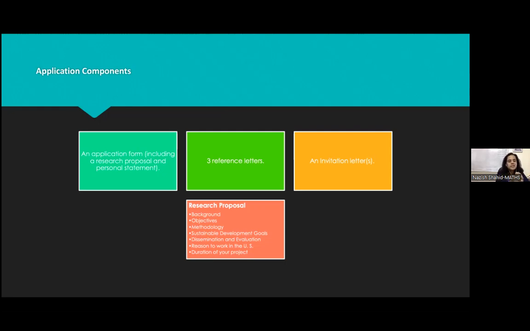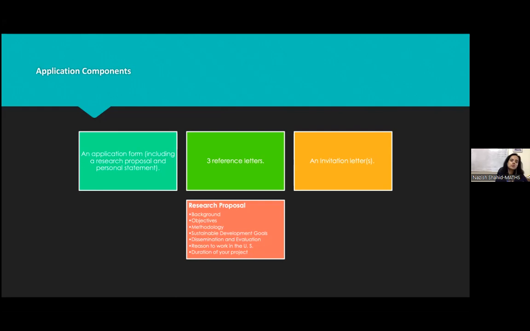In my experience, if you can connect the problem you want to work on with the sustainable developmental goals set by the United Nations, which we have to reach by 2030, you will have more chances of your application getting selected. And also put in a brief section about dissemination and evaluation of your knowledge: when you come back to Pakistan, how you plan to share the knowledge you have gained and the work that you have done.